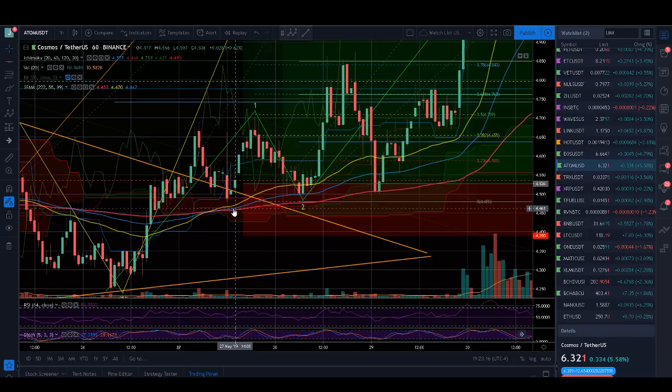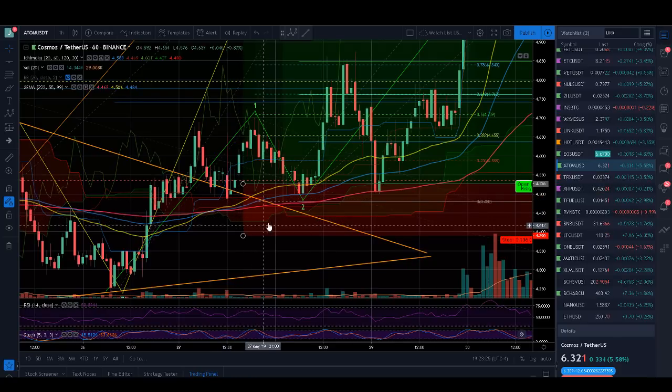They provide a ton of support, so when we have all three of these EMAs and the top of the Ichimoku cloud and the bottom of the Ichimoku cloud, all within my stop loss range, which is my entry to my stop loss, it means I have an insane amount of support.